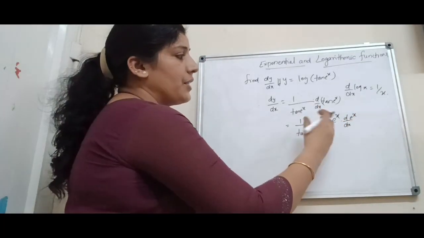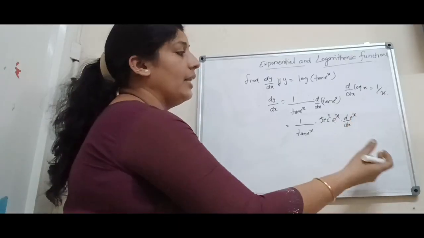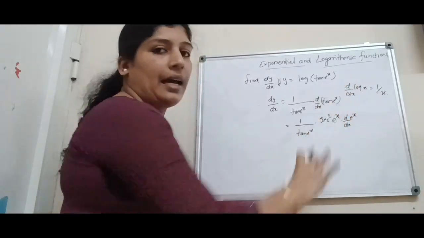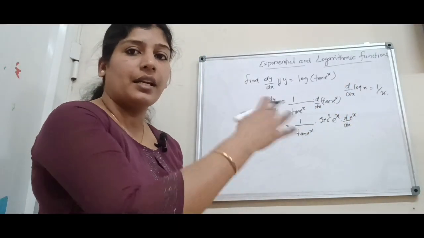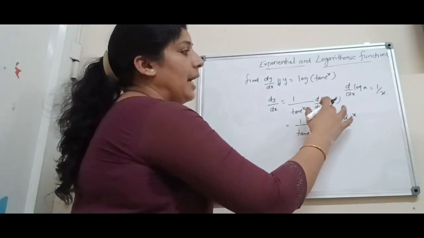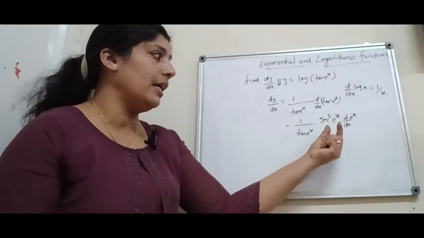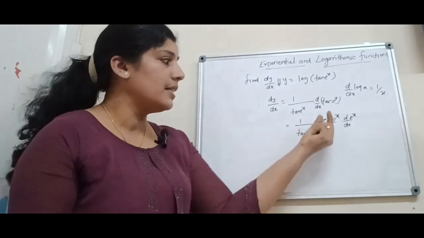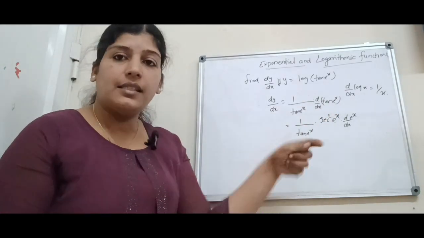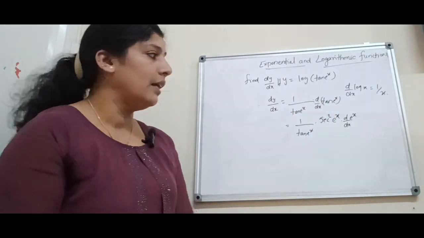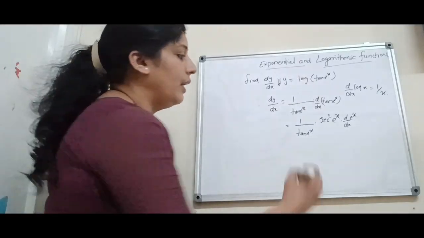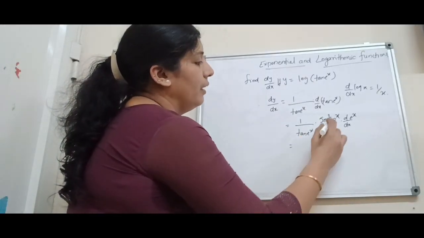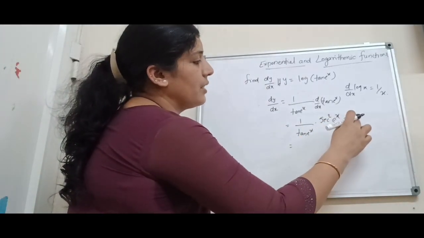That means a function defined inside a function. Then again it can be defined on another function. That means two functions are included inside. That is tan e raised to x. First we can consider tan e raised to x. Therefore, derivative of tan e raised to x is sec square e raised to x. Next we can consider the derivative of e raised to x also. Therefore, d by dx of e raised to x. That is equal to sec square e raised to x into e raised to x.